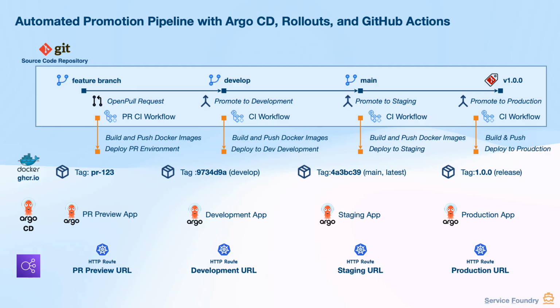Pull request environments provide optional, on-demand previews for code review. Development uses blue-green deployments for manual validation. Staging and production leverage canary deployments with automatic promotion for safe, progressive rollouts. This automated pipeline eliminates manual deployment work while maintaining safety through progressive delivery and GitOps principles. Git remains the single source of truth for both application code and infrastructure configuration.